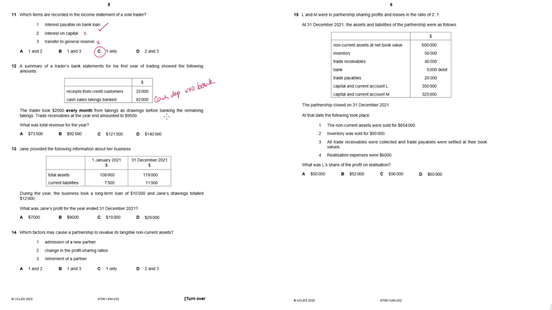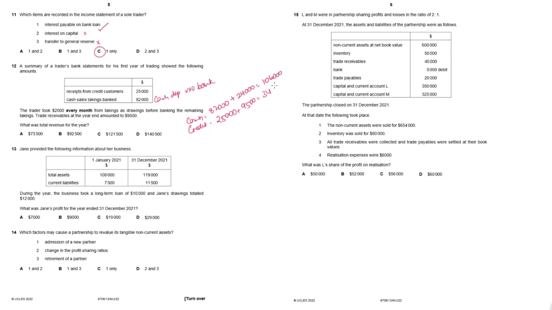So total revenue will consist of cash and credit. Cash revenues will be the takings banked plus the amount of drawings withdrawn by the owner before depositing the takings. So 2,000 every month, so 24,000 for the whole year. So 106,000 is cash revenue. Credit revenue, receipts from customers, 25,000 plus the trade receivables at the end, which is 9,500. So 25,000 plus 9,500, 34,500.